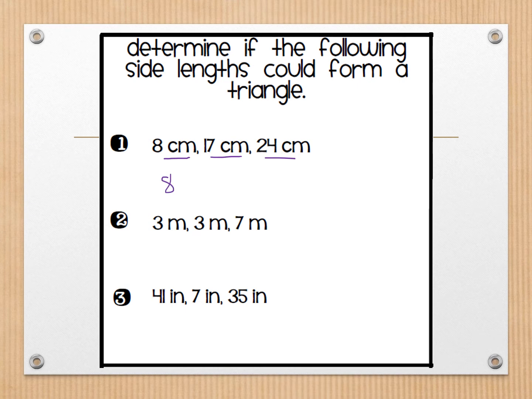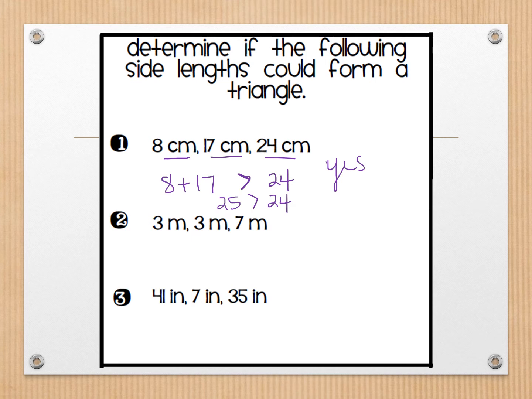So what the definition told me is if I add 8 and 17, these two added together have to be bigger or greater than the third side. So 8 plus 17 has to be greater than 24. 8 and 17 makes 25. Now, is 25 greater than 24? It is, so then I would write, yes, these three lengths can make a triangle.